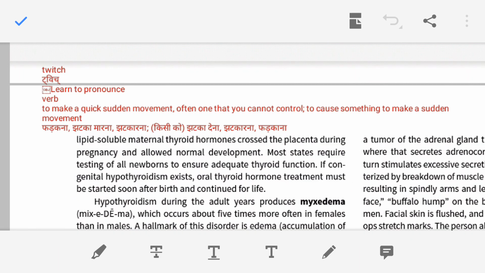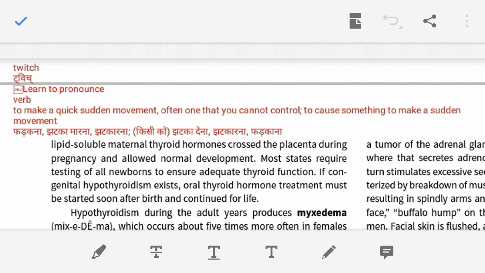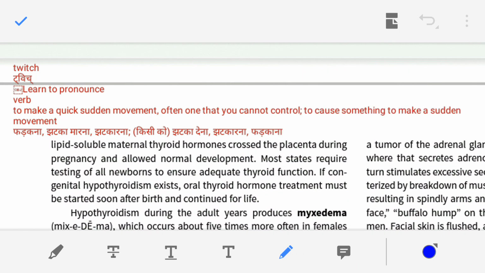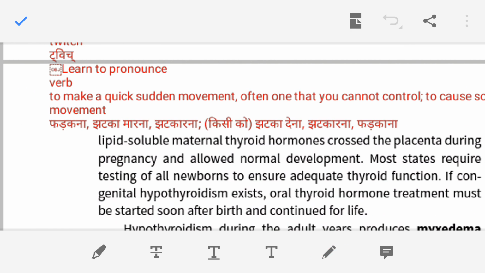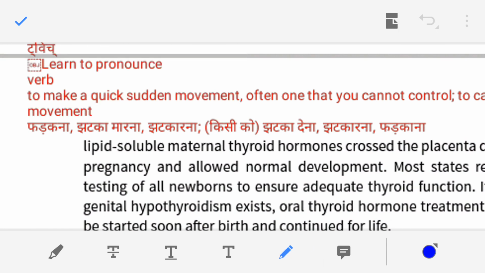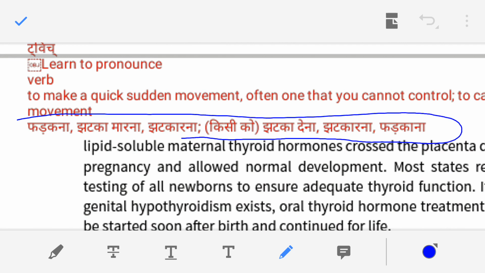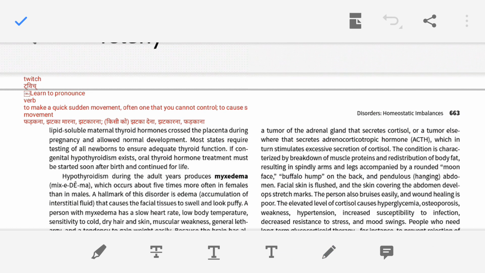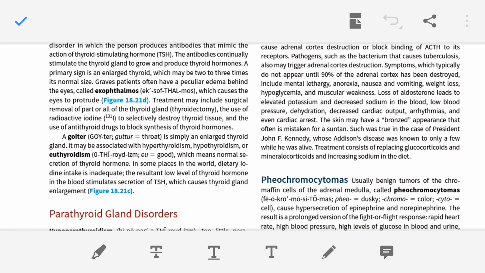See, twitch means to make a quick sudden movement, often one that you cannot control, to cause something to make a sudden movement. This is the meaning of twitch. And if you can understand the Hindi language, some meanings in Hindi for twitch are given here. So this was about the twitch.